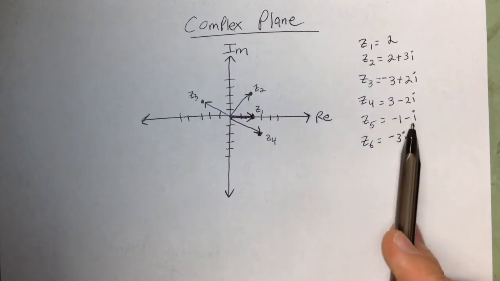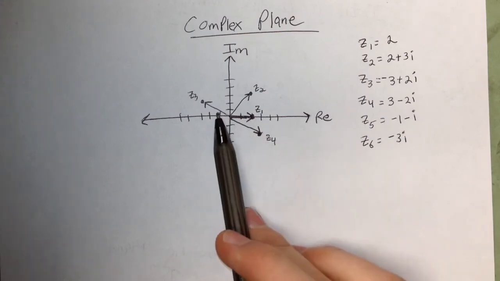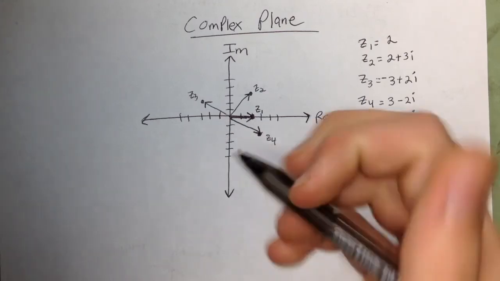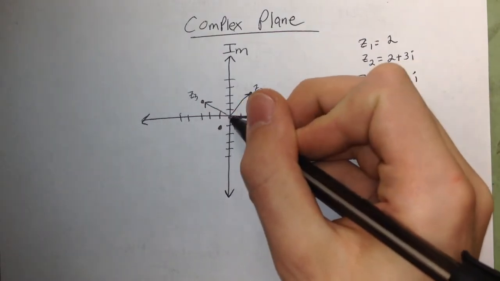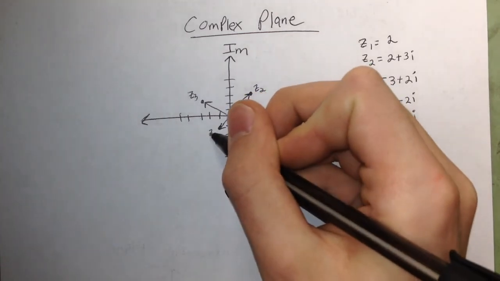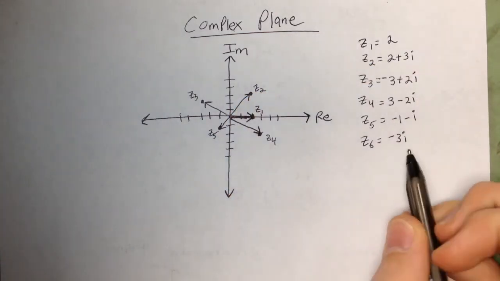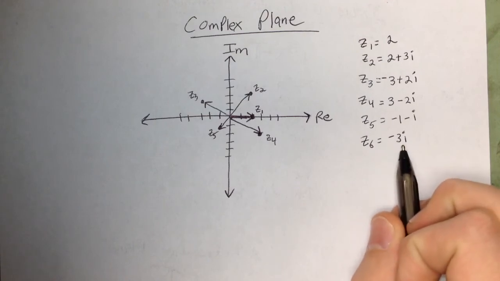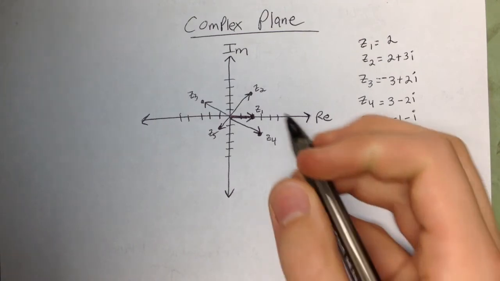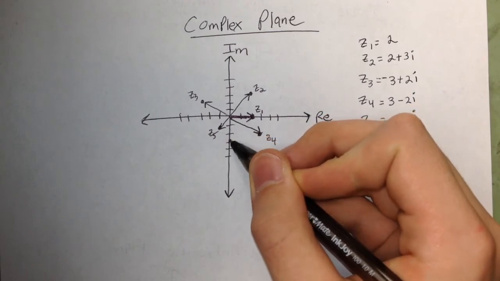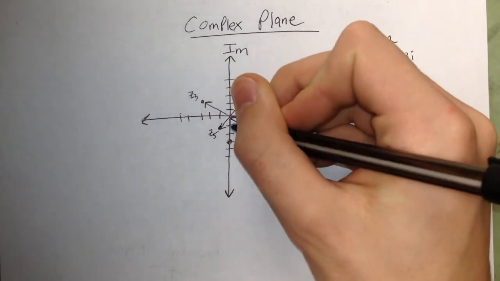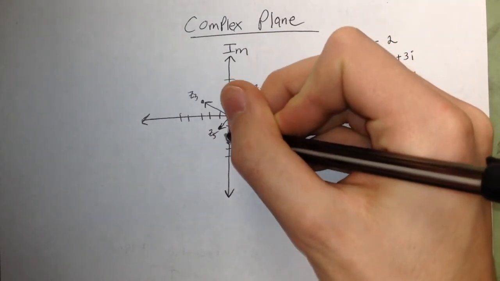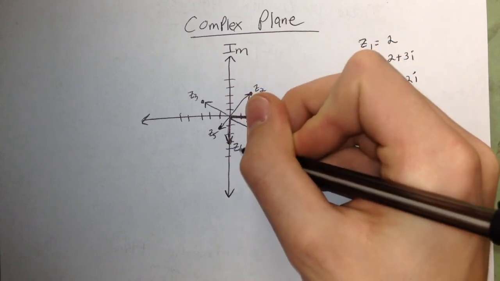So for Z5, both are negative. So we're going 1 unit back and 1 unit down. So this little guy will be Z5. And then Z6, notice there is no real component, so this is a purely imaginary number. It's negative 3i, so we're going to go down 3 units. And that'll be Z sub 6.